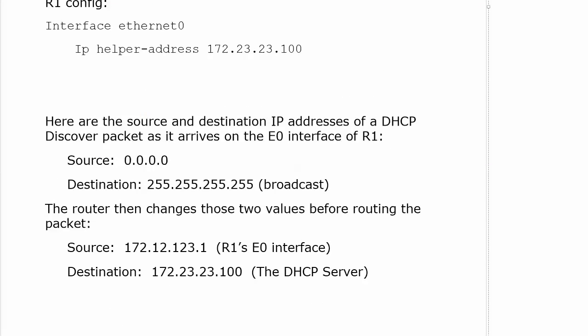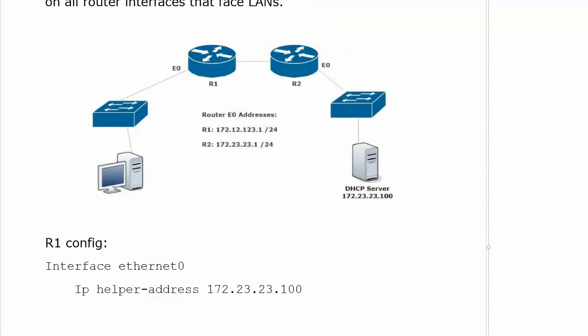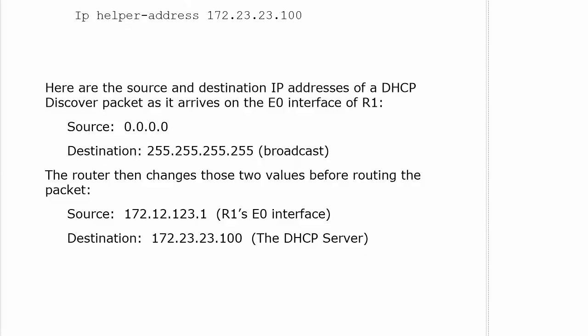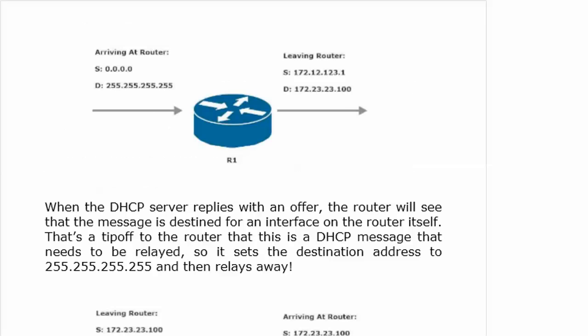The packet source will become 172.12.123.1, which is router 1's Ethernet 0 interface. And the destination is changed to 172.23.23.100, the DHCP server itself. So again, we've got two changes in that scenario that we should be aware of. The source is all zeros, and here the destination is all 255s, and both of those will be changed by the router.